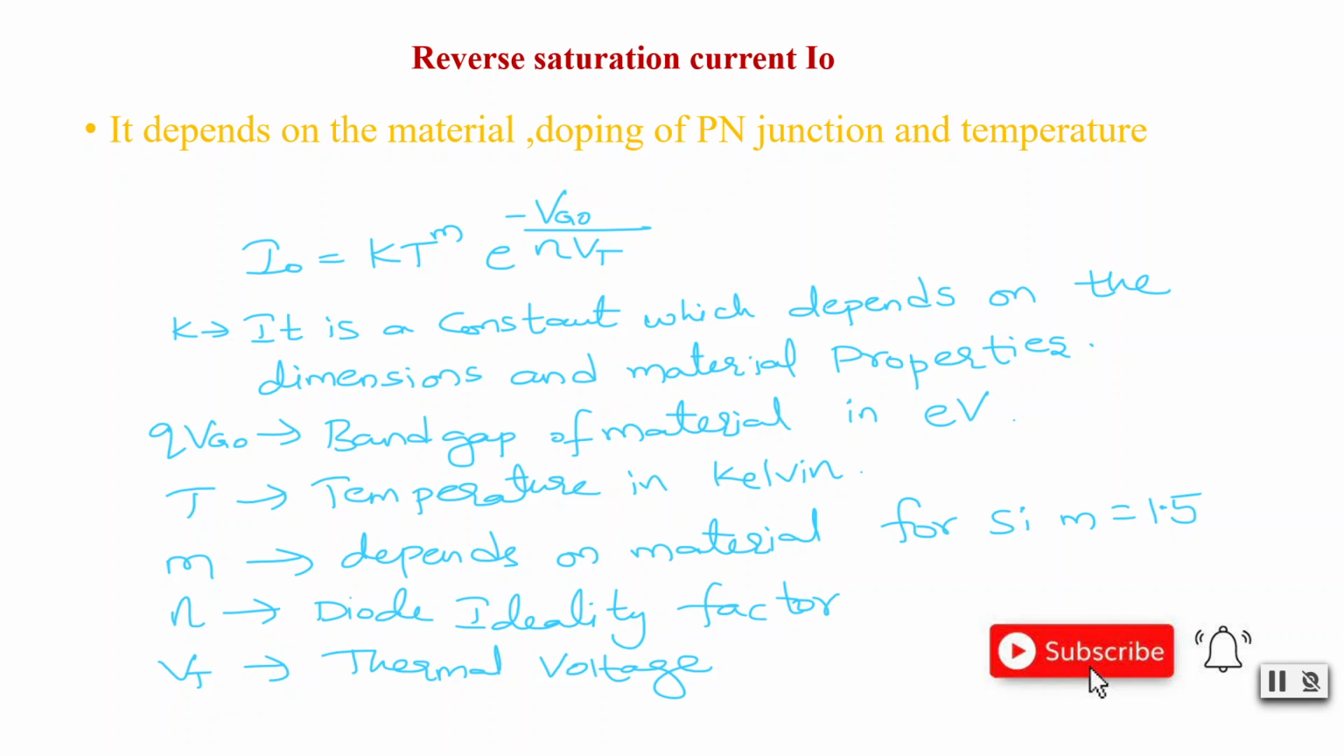And now here K is a constant, as we have seen. And next T is the temperature in Kelvin. So I naught also depends on temperature, and then M is a factor which depends on the material. For silicon, M is 1.5, and eta is the diode ideality factor, which we have seen in the previous equation, as well as we have seen Vt is the thermal voltage.